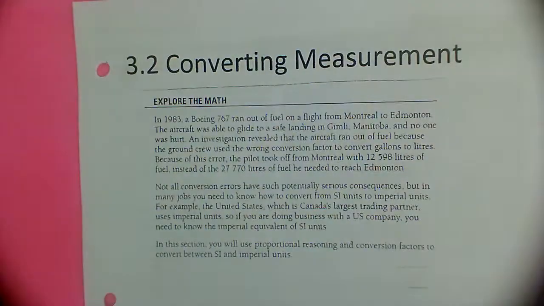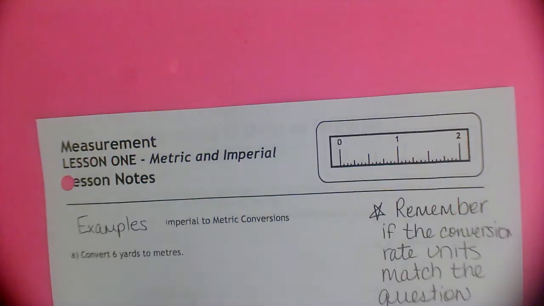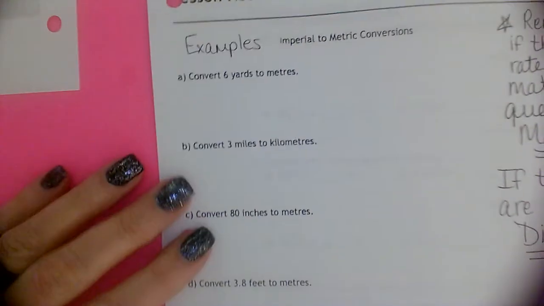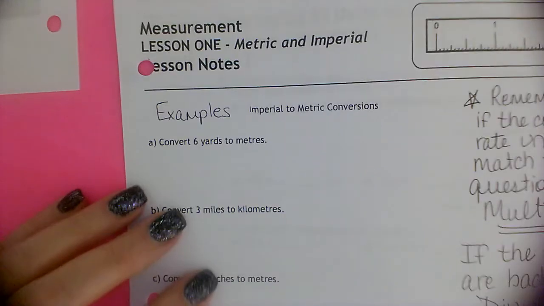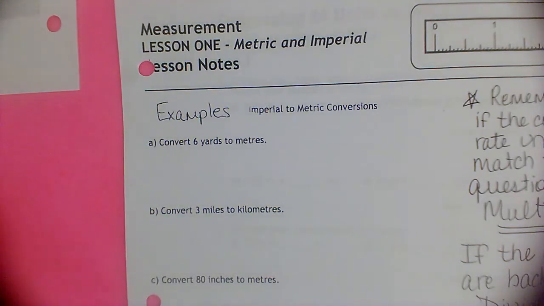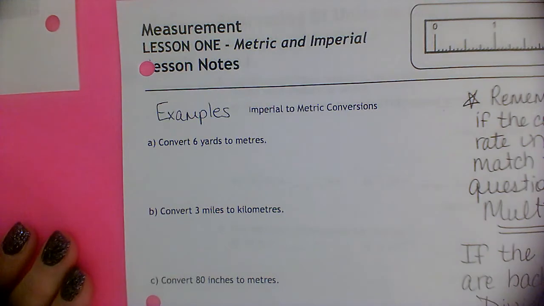All right? So for example, let's go to this page right here. Just put a star next to it. Well, area is just one side times the other side, right? Two dimensions.